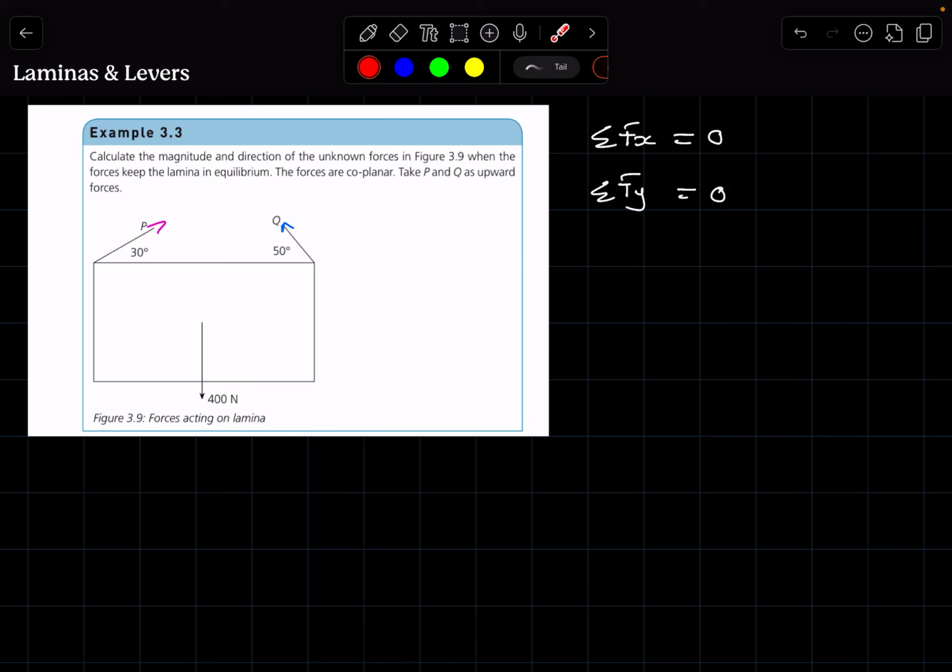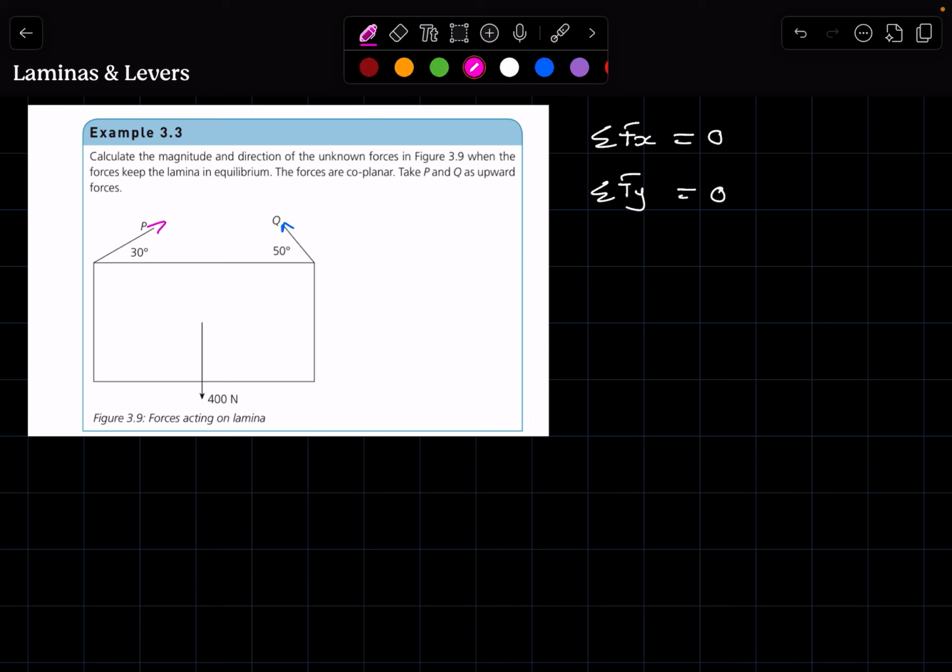Now, as you should know by now, in applying these conditions of equilibrium, for this condition we'll be able to use forces that are parallel with the x-axis, and when applying this condition we'll only be able to use forces that are parallel with the y-axis. Here you have the 400 Newton force, which is parallel with the y-axis. Then forces P and Q are neither parallel with the x-axis nor the y-axis.